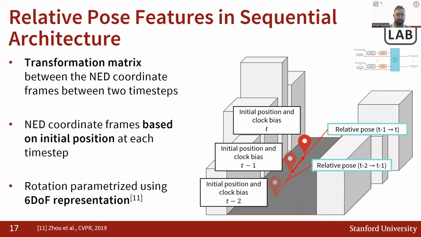These relative pose features consist of the transformation matrix between the NED coordinate frames between every two time steps. And this NED coordinate frame is based on the initial position at the time step, where the rotation is parameterized using the 6 degree of freedom representation, as is used for stability in previous learning-based approaches.